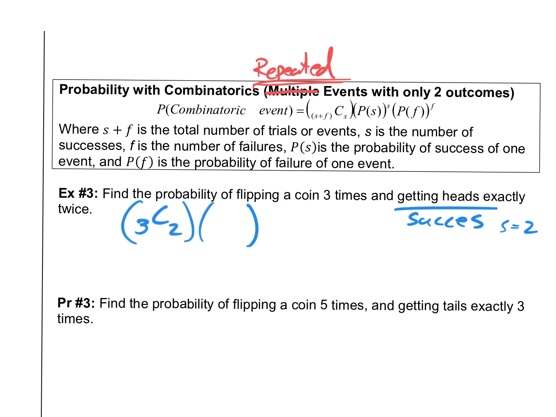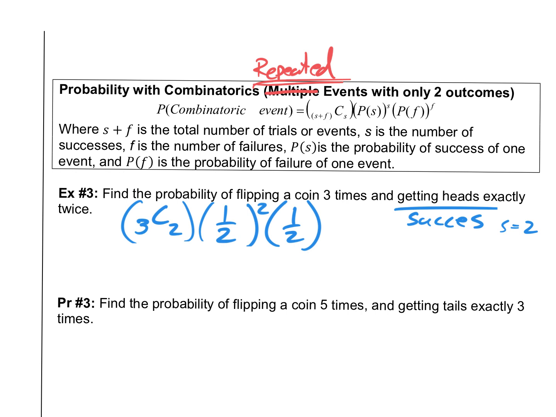Now, the next part is the probability of success. Well, this sounds pretty easy. What's the probability of getting heads when you flip a coin? Well, it's 1/2. And how many times do I want that to happen? That's what this number is. How many successes do I want to happen? It's 2. And then the probability of failure will also be 1/2, right? So if I succeed half the time, I'm going to fail half the time.